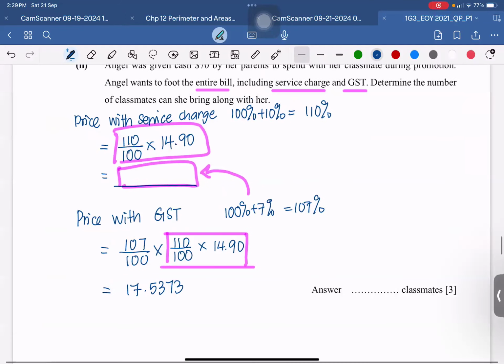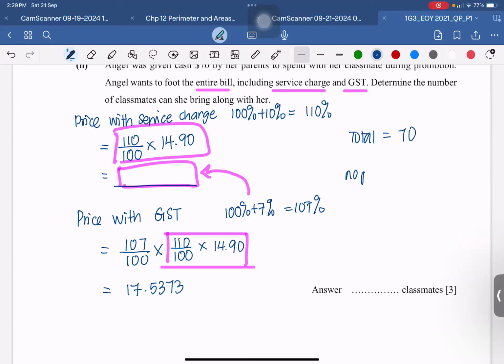Now remember, I have a total of $70 budget. So the number of packs that I can invite, you take 70 divided by 17.5373, but you need to round down. Okay, I got 3.9914 and round it down to 3 classmates. Is this okay? Can?